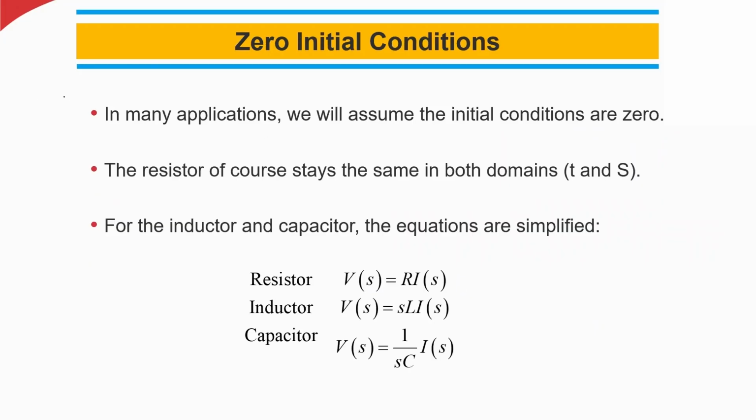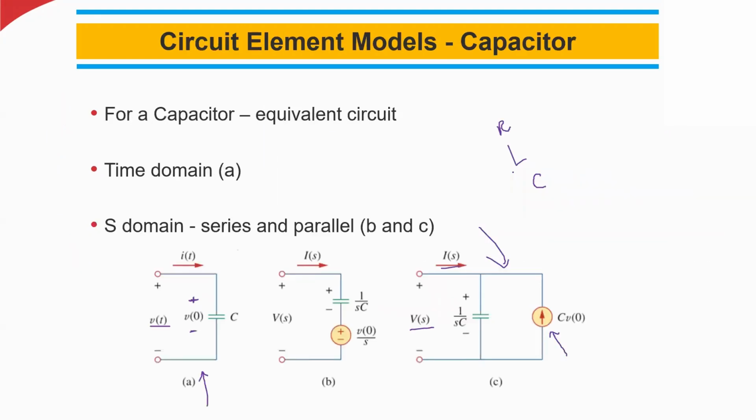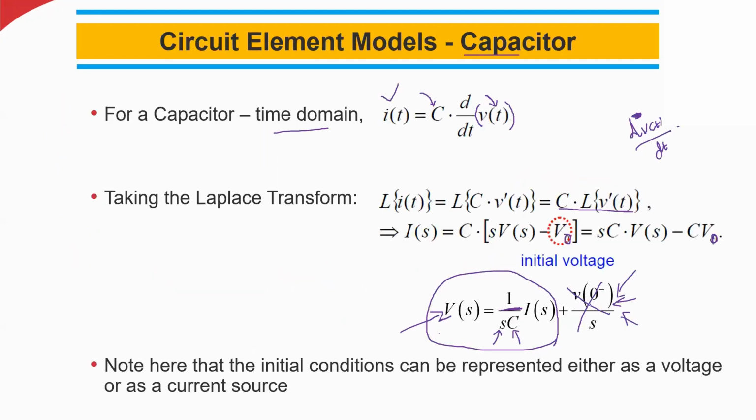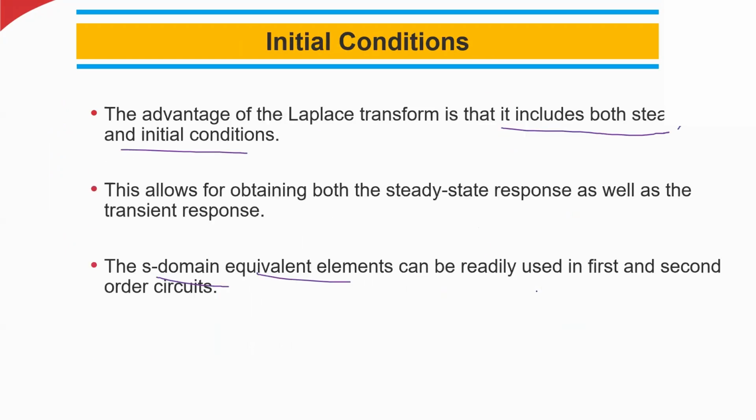So here I had given the summary. Let us assume 0 initial conditions. In many applications, we will assume the initial conditions are 0. If you assume the 0 condition, then it means you are ignoring the second part of the equation.